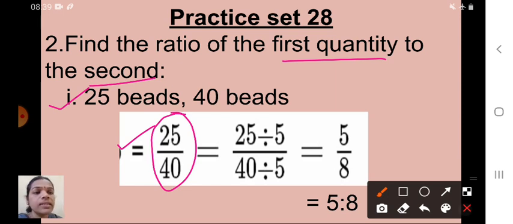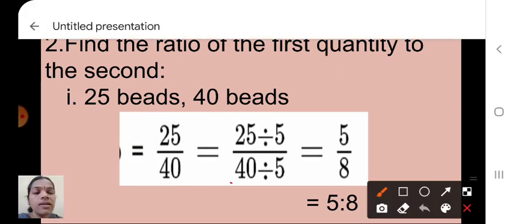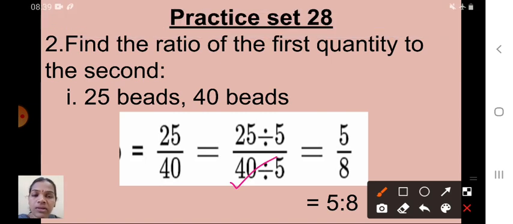That means, see here, next step here I have written 25 divided by 5 upon 40 divided by 5. Your answer is what? 5 upon 8. Okay, that means 5:8. 5 upon 8 or 5:8. Okay, so I hope you understood this one.